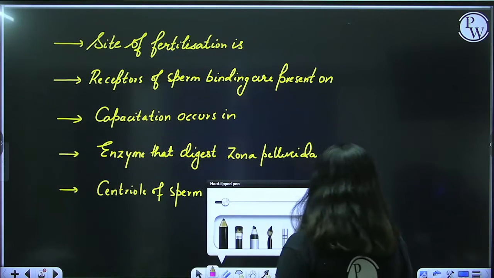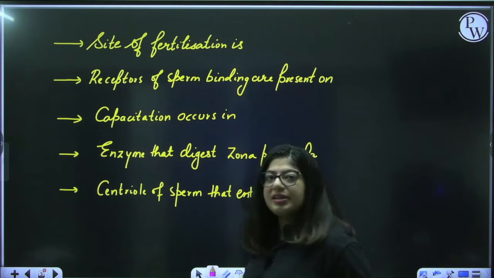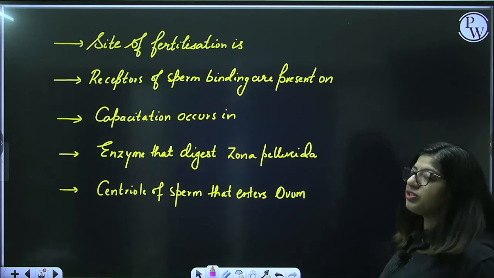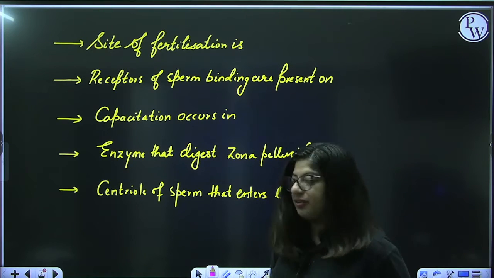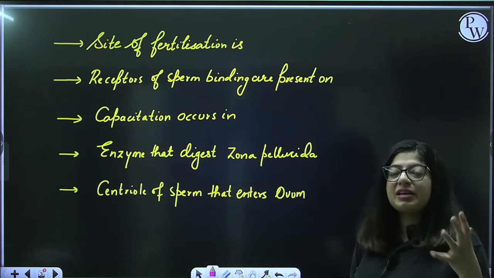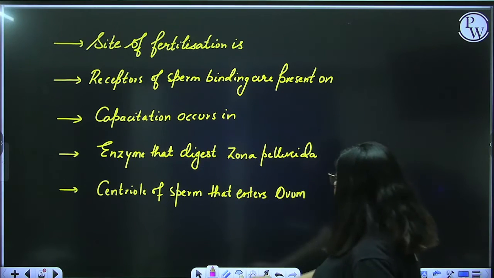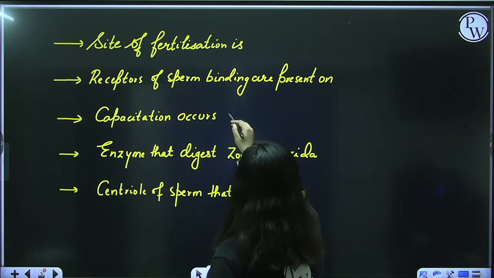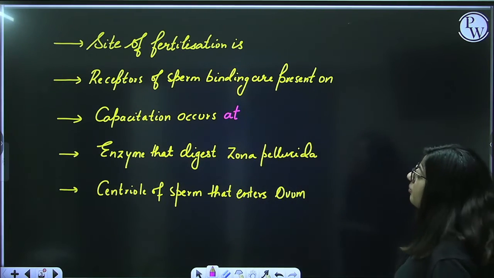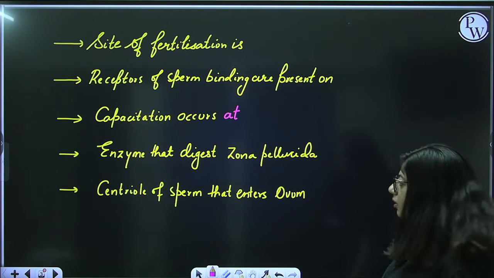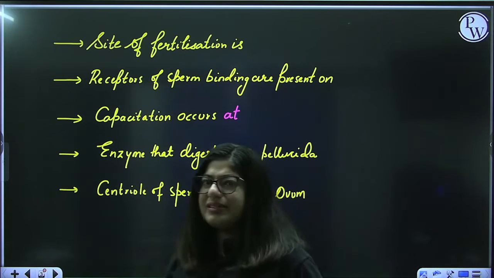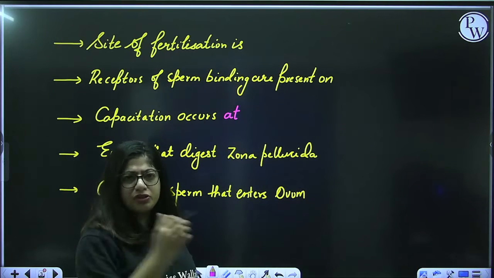Let's solve them. First, what is the site of fertilization? Second, receptors of sperm binding are present on which layer of oocyte? Capacitation occurs at which place? We have to tell the place where capacitation occurs. Then, the enzyme that digests zona pellucida, and which centriole of sperm enters the ovum.